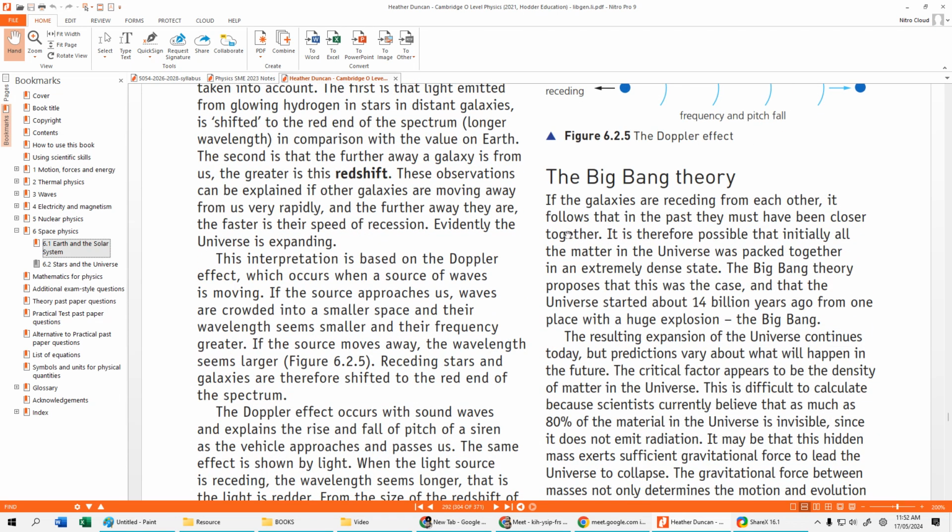If the galaxies are receding from each other, it follows that in the past they must have been closer together. It is therefore possible that initially all the matter in the universe was packed together in an extremely dense state. The Big Bang theory proposes, because it's not proven, that this was the case and that the universe started about 14 billion years ago from one place with a huge explosion, the Big Bang.